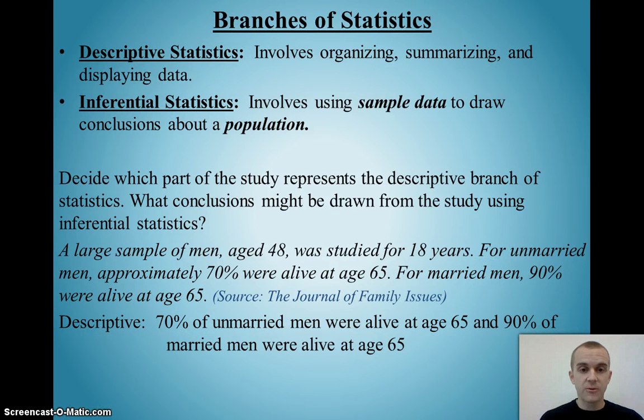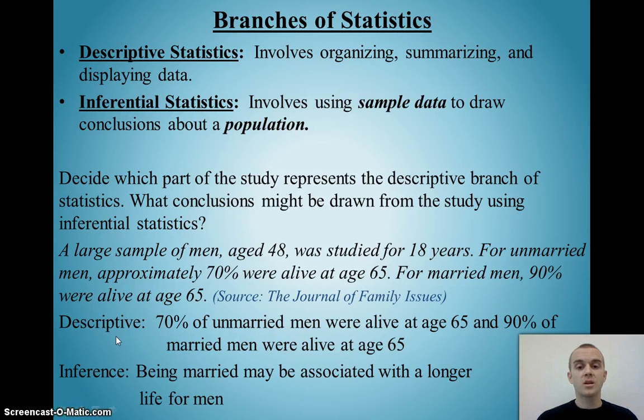Now, when we talk about inferential statistics, we want to take what we know about our data and then say something that is going to help us know about the population. We're not going to try to guess why this is the case, but just try to make a generalization that could be drawn from our data. In this case, since more married men are living at the age of 65, what we could infer is that being married may be associated with a longer life for men.